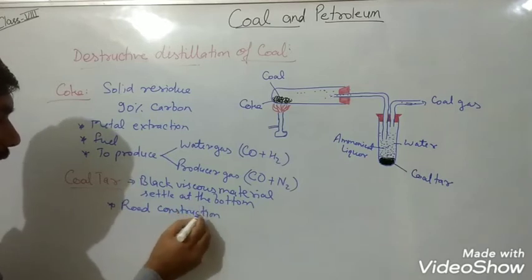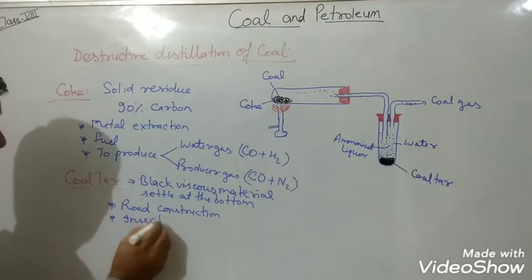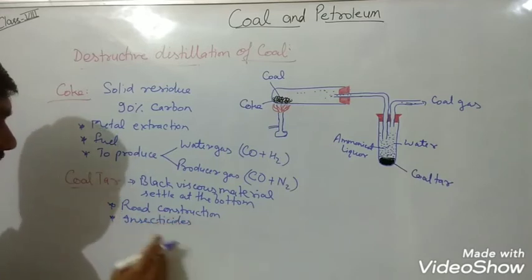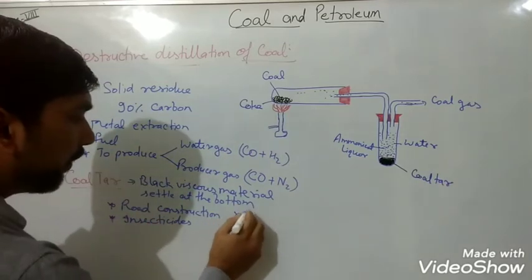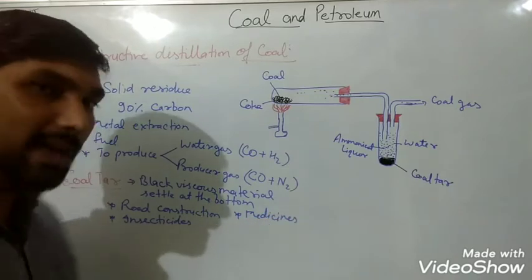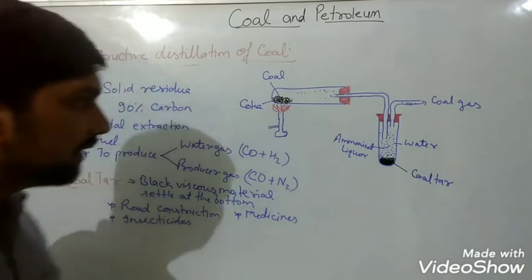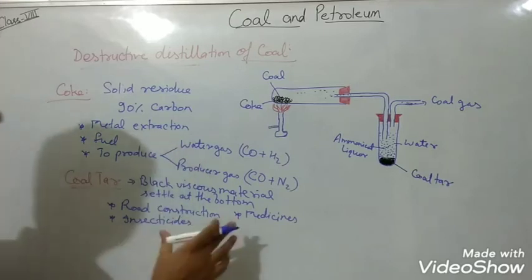This coal tar is also used as an insecticide in our fields to destroy the insects. This coal tar is also used in a few medicines, like the dandruff removing shampoos which we utilize. So coal tar is used there also in the medicines.